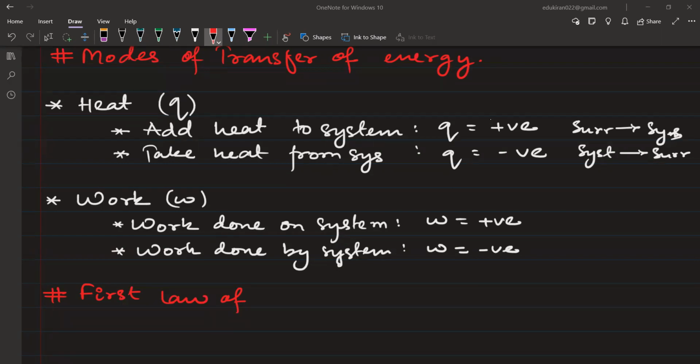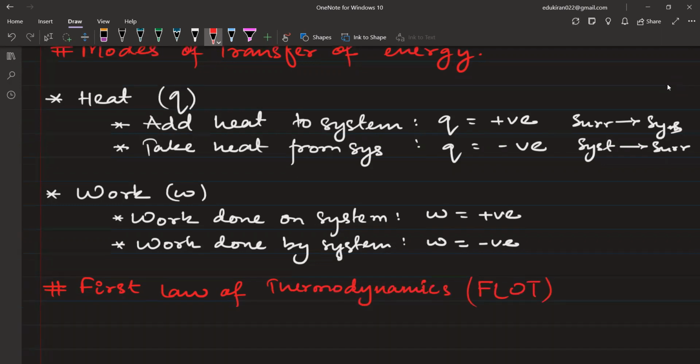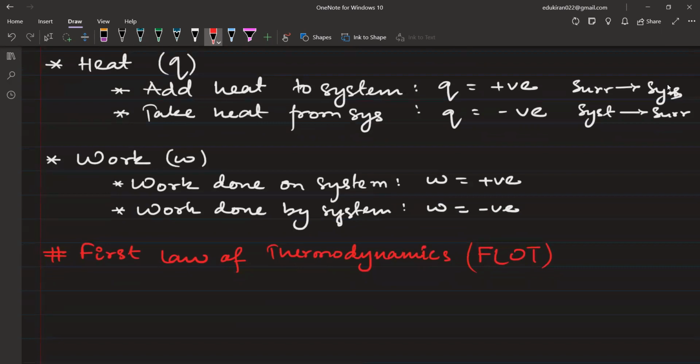Okay. फर्स्ट लॉ ऑफ थर्मोडायनेमिक्स, एब्रीविएशन में FLOT बोलते हैं. फर्स्ट लॉ ऑफ थर्मोडायनेमिक्स क्या है, it talks about the law of conservation of energy. It says that whatever change in internal energy you are seeing, it will be either due to heat or due to work done. Please write this down.